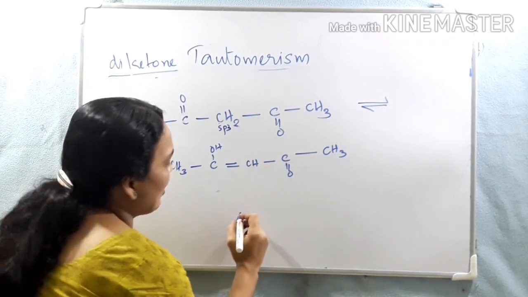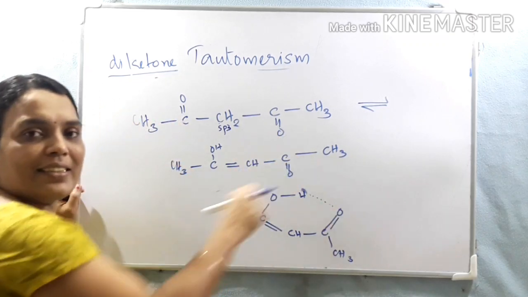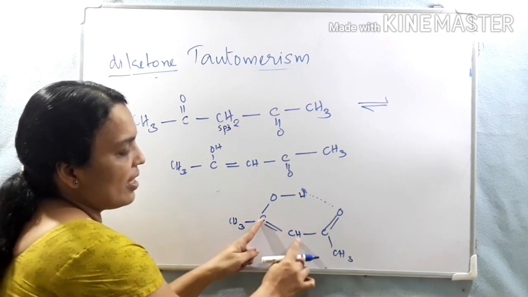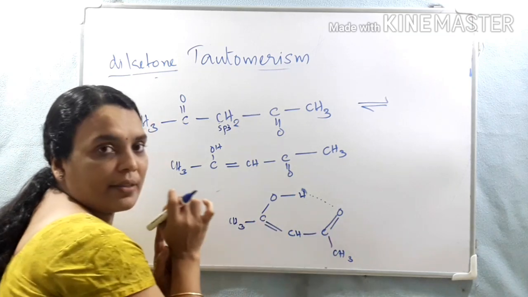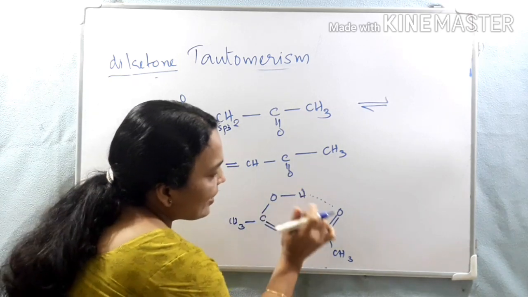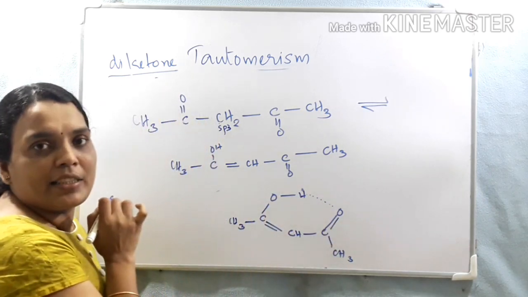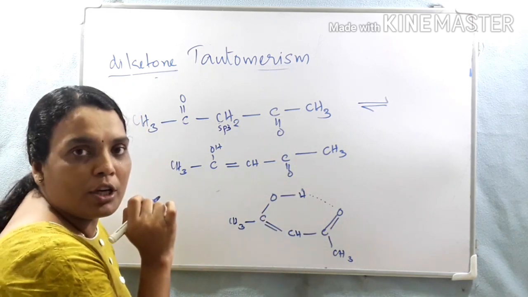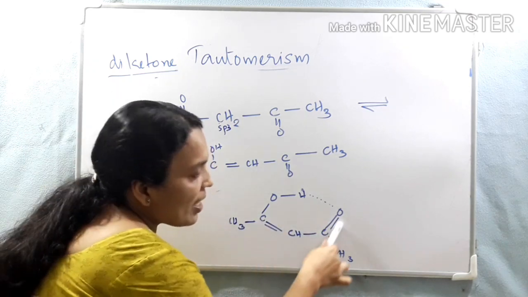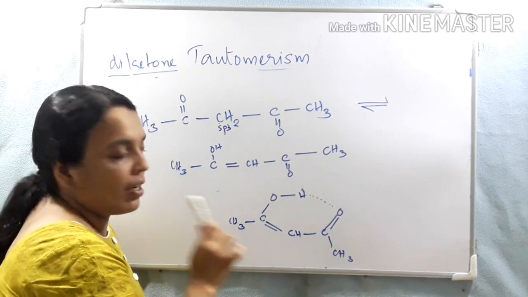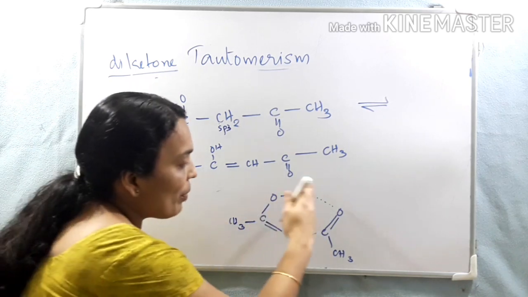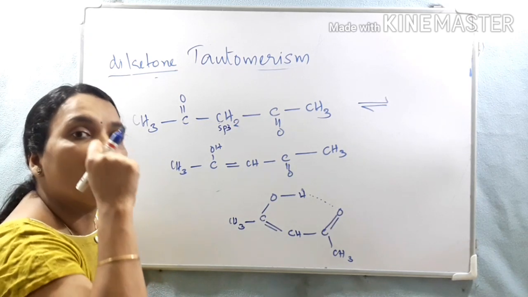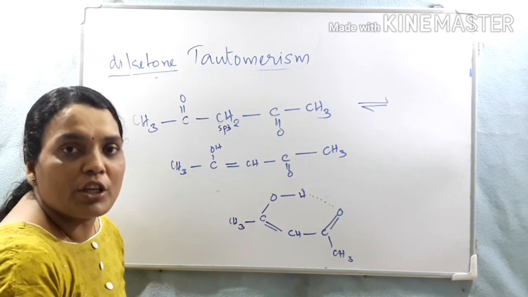Let us rearrange this enol form. Look here, CH3, COH, C double bond CH, CO, CH3. Now there is a possibility of intramolecular hydrogen bonding in this enol form, forming a 6-membered ring. That is why the stability of the enol form increases much more than that of the keto form.